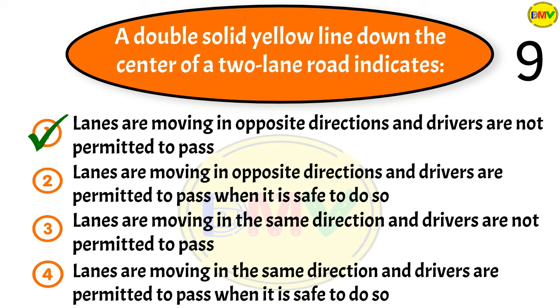The correct answer is 1. Yellow lines are used to separate traffic moving in opposite directions. Solid lines indicate that drivers are not permitted to pass.